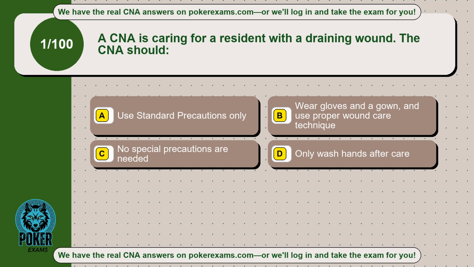The CNA should: Option A, use standard precautions only. Option B, wear gloves and a gown, and use proper wound care technique. Option C, no special precautions are needed. Option D, only wash hands after care.